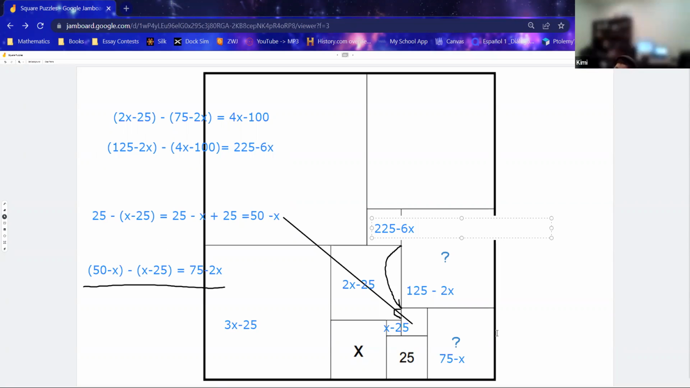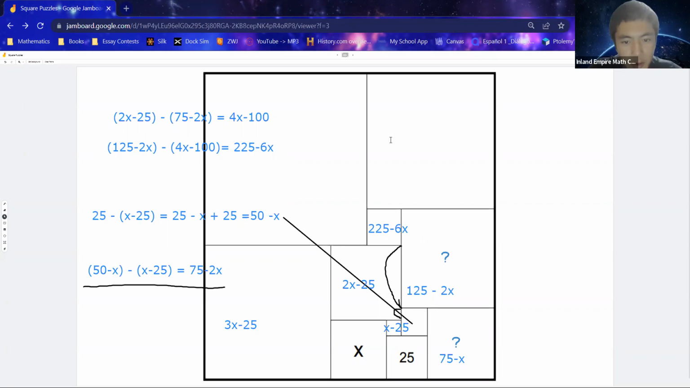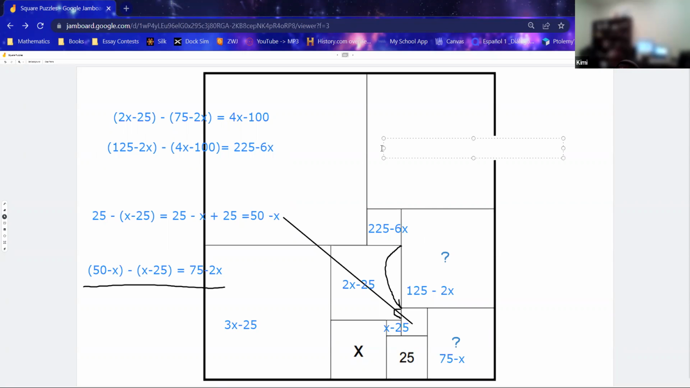Once we find that, then everything's easy. So we just have 2 more squares left, and I think it's pretty easy, right? 125 minus 2x, plus 225 minus 6x. All right. Are there any mental math geniuses here that want to tell me what this is?